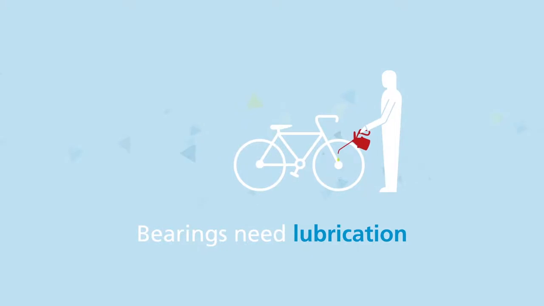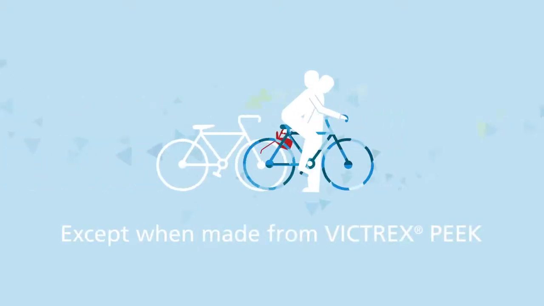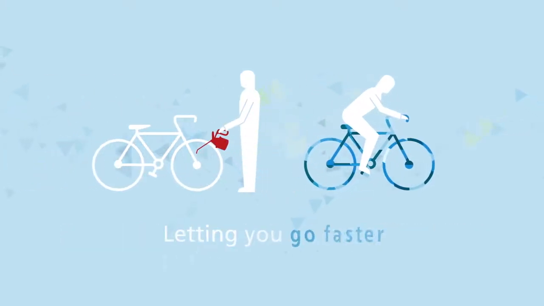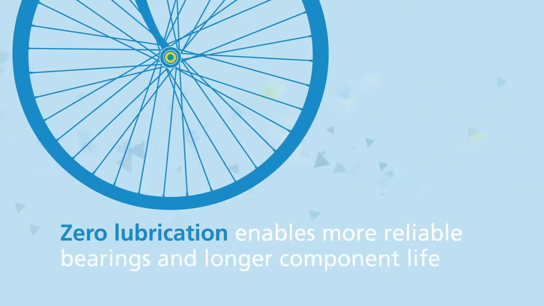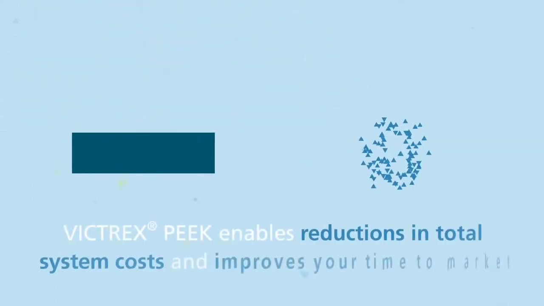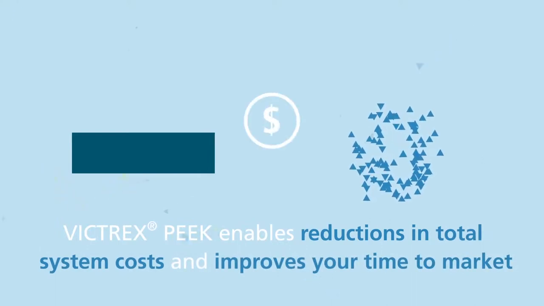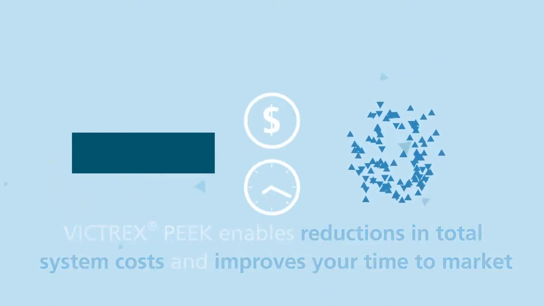Bearings need lubrication. But with bearing cages made from Victrex PEEK, you can go further and faster, even without lubrication. Replacing metal components with Victrex PEEK enables reductions in total system costs and improves your time to market.